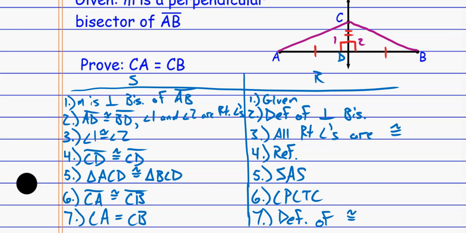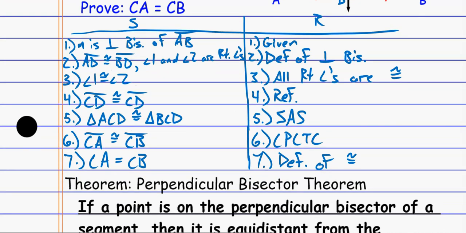And that's it. We've made it to the end of the proof here. And really, since C is just kind of any random point that's on M, that means that anytime we have a perpendicular bisector, any point that's on that perpendicular bisector is automatically going to be equidistant from those two endpoints. And we can always show that through these congruent segments.